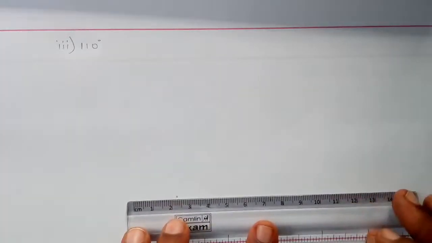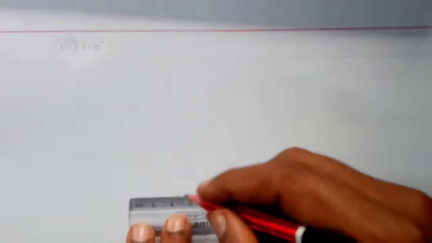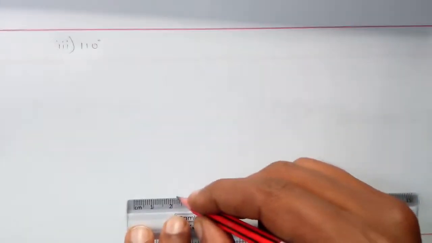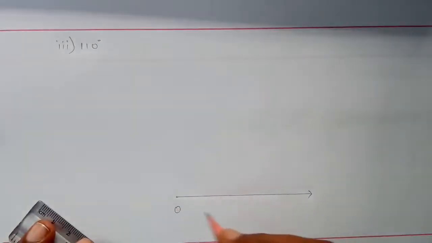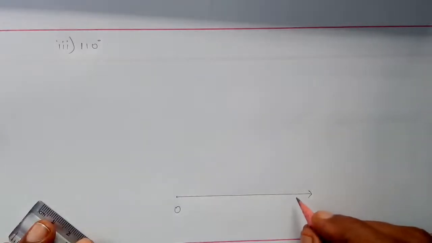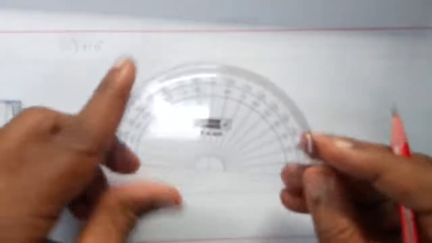We are going to draw a ray towards the right hand side. So draw a ray towards right hand side. Name this point as O. You can use your own name also. I am naming it as A. So I have drawn a ray OA. So the ray is towards right hand side. We will be seeing the measurement in the protractor in the inner scale.